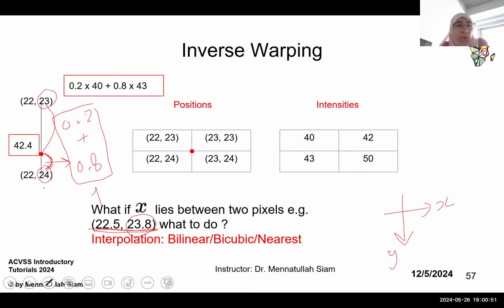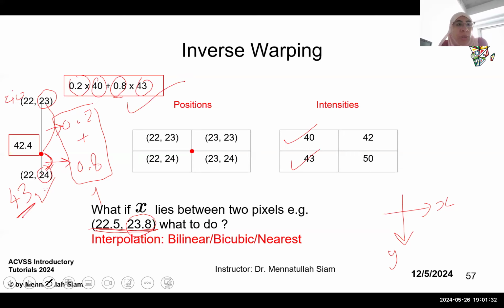The closer pixel, because at the end I have this 23.8. I know in distance this is a 0.8 distance and this is 0.2, but the weight of the closer distance should be higher. That's why I'm giving it 0.8 and then 0.2. That's standard interpolation. So if we take the 40 and the 43, 40 gets multiplied by 0.2 because it is the further apart pixel, and 43 gets multiplied by 0.8 because it is the closer one.